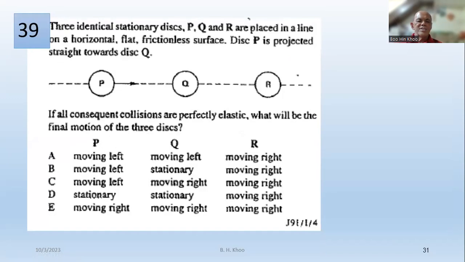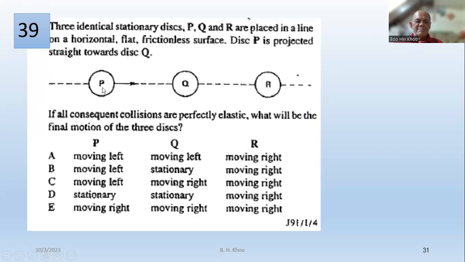Three identical stationary discs P, Q, R are placed in line on a horizontal flat frictionless surface, no friction. Disc P is projected straight towards disc Q. Remember, identical means they have the same mass. If all the consequent collisions are perfectly elastic, what will be the final motion of the three discs?